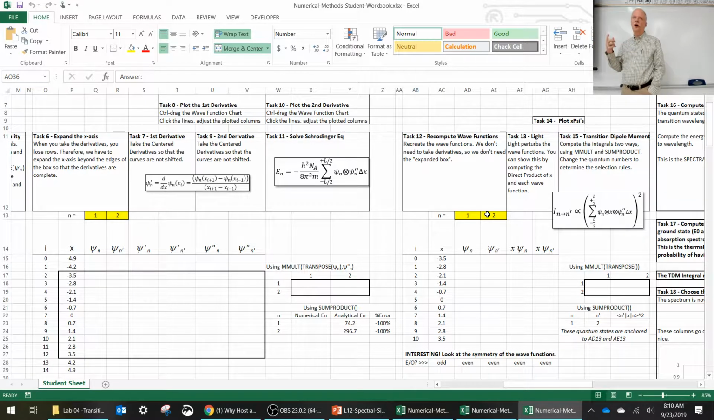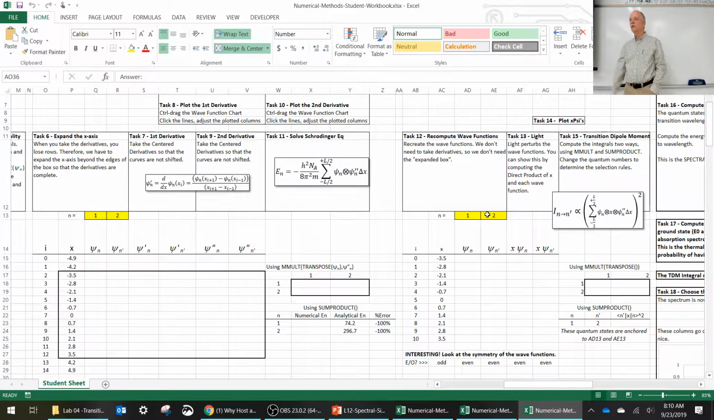If you want to go 1 to 3, that's a delta n of 2, which is probably not going to be allowed. Well, you can test that. You can put 1 in there and 3, and then look at the transition dipole moment integral result. So it's really a lot faster than doing it by the analytical method. You can just type in 2 numbers and hit enter, and then you get the integral. So that's really great. Now, it should be 0, but with rounding errors, it might come out to be like 10 to the minus 33.